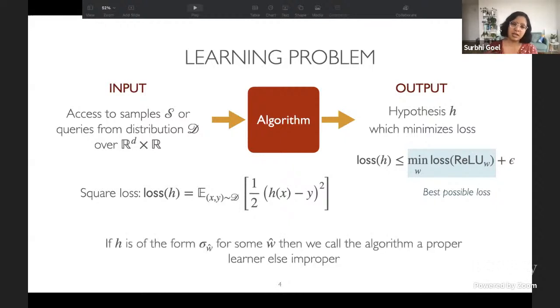There's another notion that I'm going to use, which will be important, which is the distinction between proper and improper learning. When my algorithm is restricted to output a hypothesis which is exactly of the form of a ReLU, then I'll call it a proper learner, else I'll call it an improper learner.